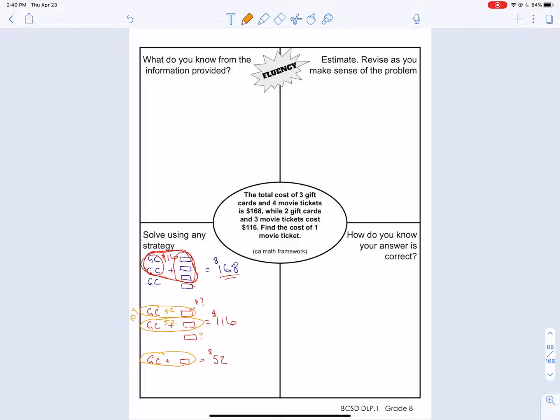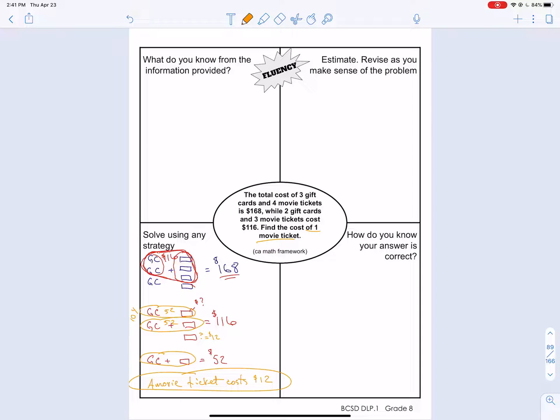So 116 minus 104 is $12. So this is $12, and that's the answer. A movie ticket costs $12. That's one of many ways we can solve this.